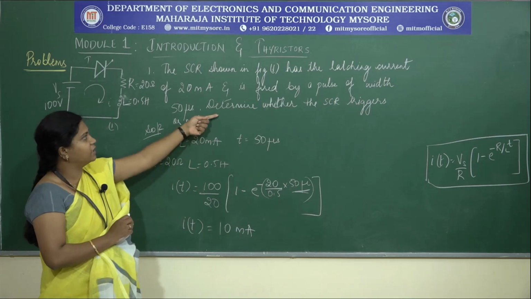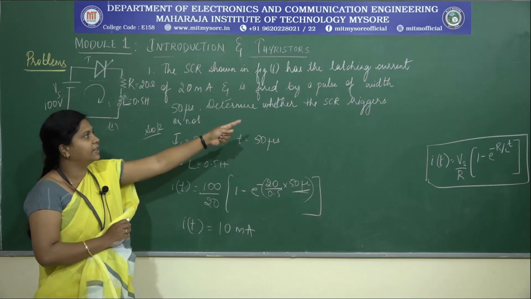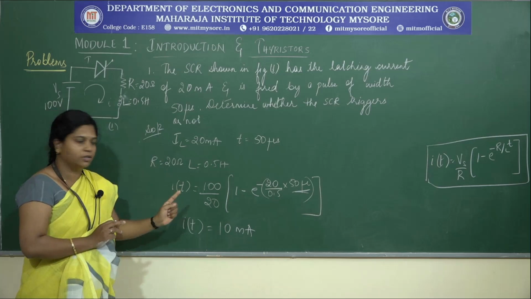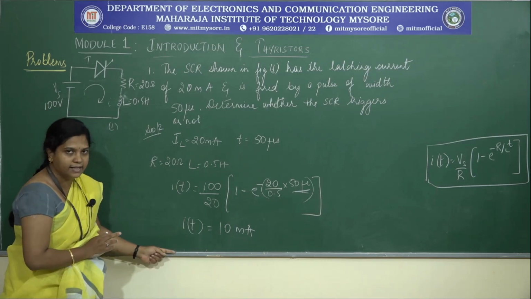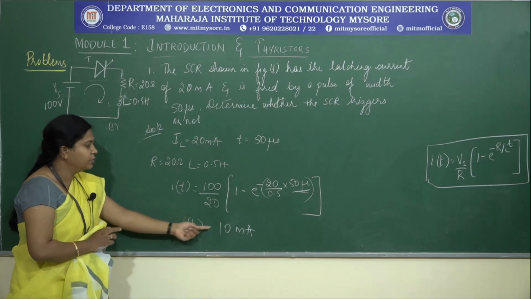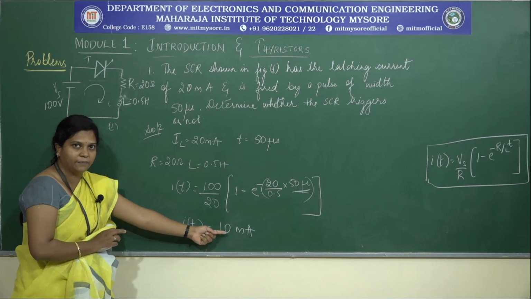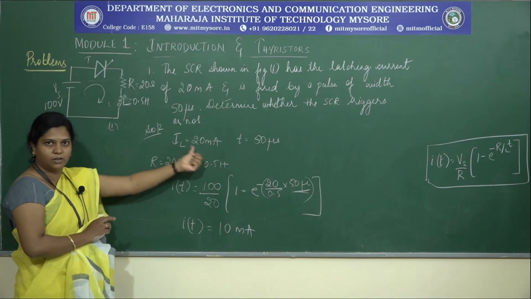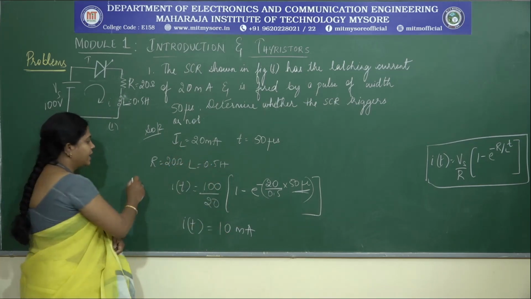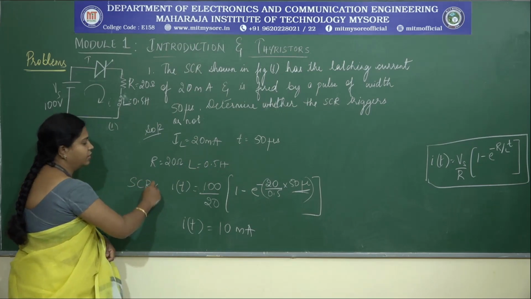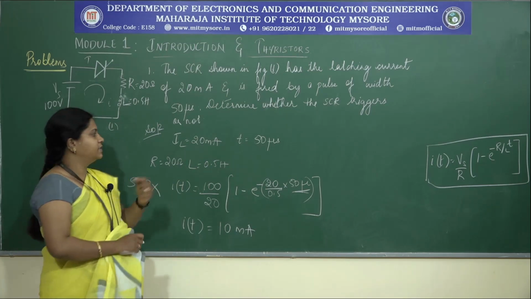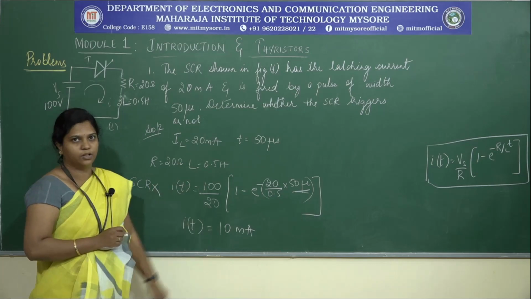So, you have to write this. They have asked to determine whether SCR triggers or not. So, you have to write a sentence telling that due to the current as 10 milliamperes compared with the latching current of 20 milliamperes, SCR does not get triggered. This is how you should write the solution for the problem.